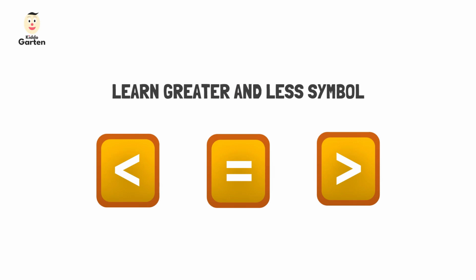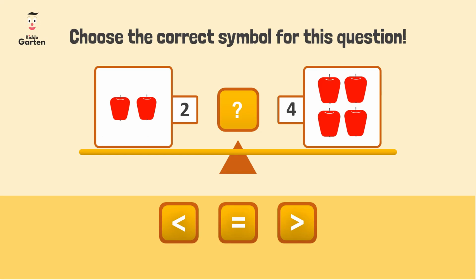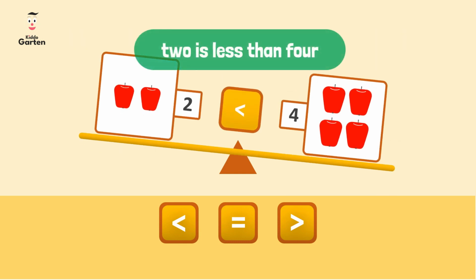Welcome again. Today we will learn less and greater symbol. Ready to learn? Choose the correct symbol. 2 is less, equals or greater than 4. 2 is less than 4. Perfect.